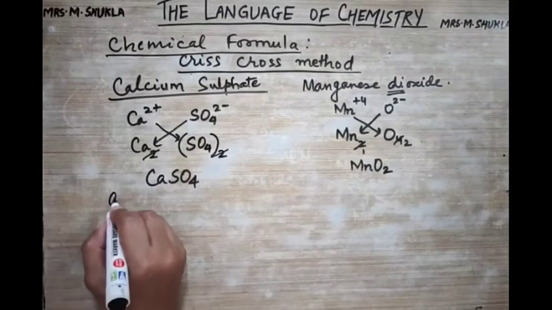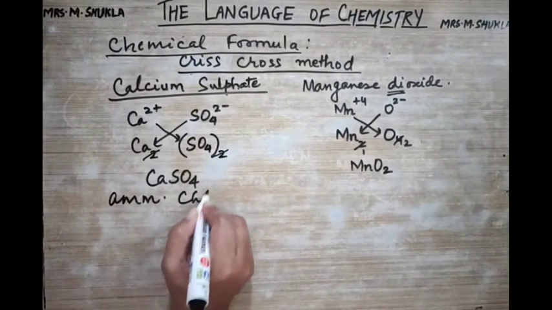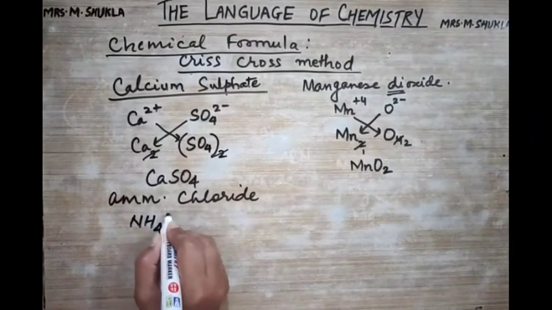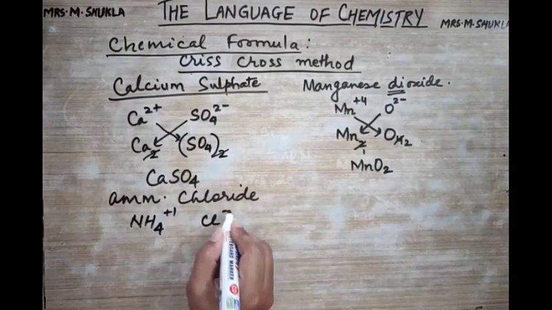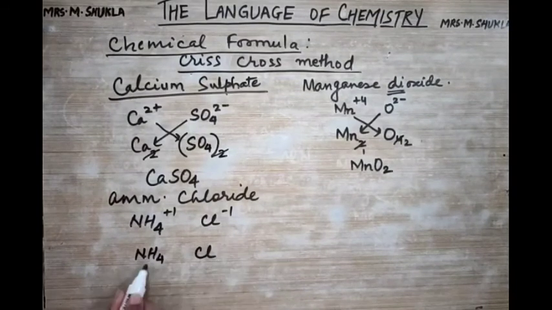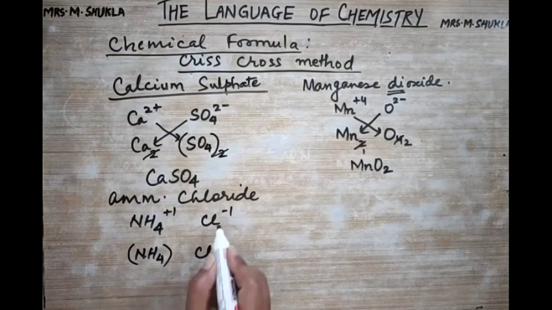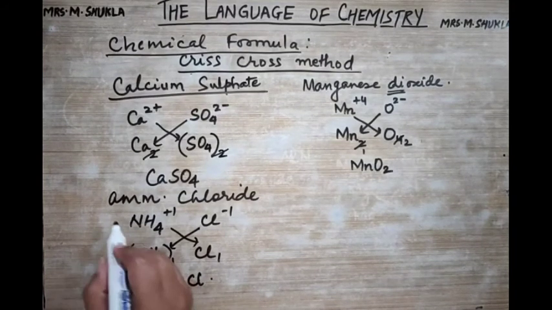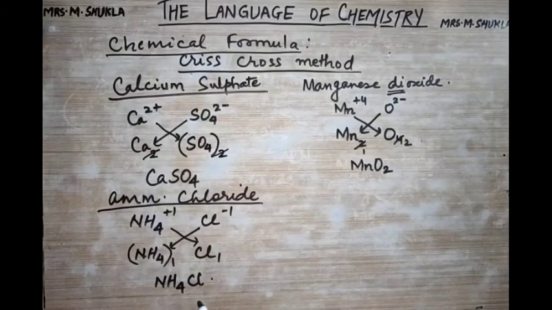Then ammonium chloride. Ammonium NH4 plus 1, chloride minus 1. What do we do? NH4. What did I tell you? If there are 2 or more, we put them in a bracket. Now I cannot touch any number which is inside. Now crisscross, 1 here, 1 here. 1 has no meaning. What is your formula? NH4Cl. So the formula for ammonium chloride is NH4Cl.